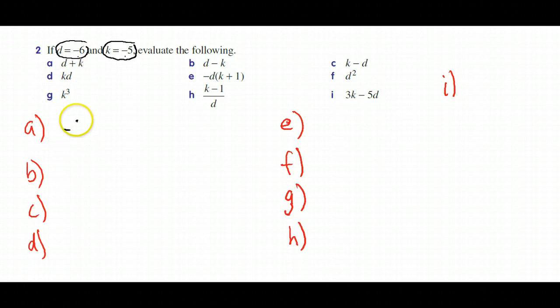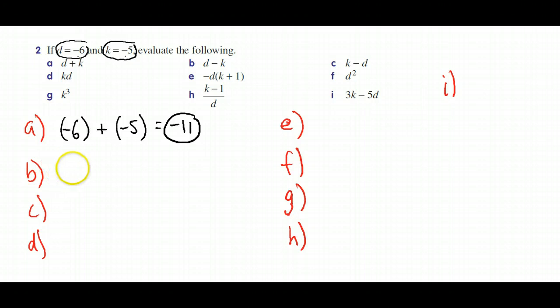Now d is negative 6. This is where the brackets can really help us out when we've got these negative numbers. d is negative 6 and plus k, which is negative 5. So negative 6 plus negative 5 equals negative 11. In b, we've got d minus k, where d is negative 6, and minus k, which is negative 5.